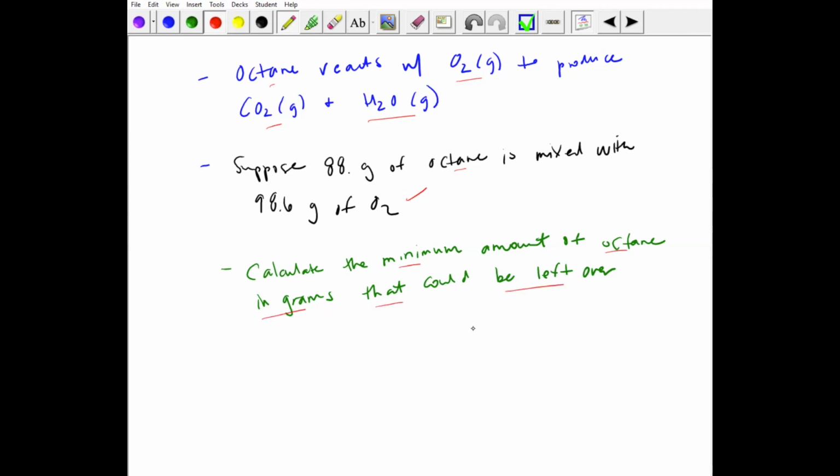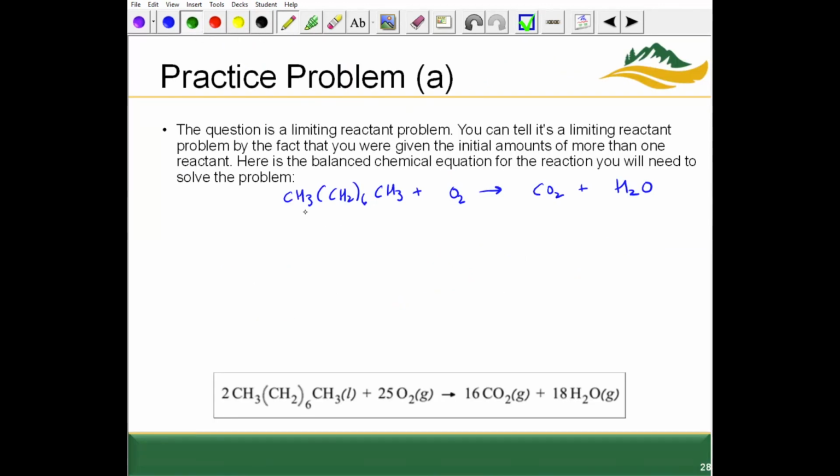takes place. So this is the chemical formula for octane. Here's oxygen, carbon dioxide, and water. This equation is not yet balanced, so let's figure out how many carbons are on both sides first. So here's 1, then 7 total, then 8. So we have 8 over here, 1 over here, so we can add in this 8.